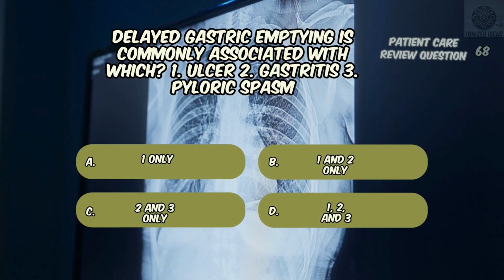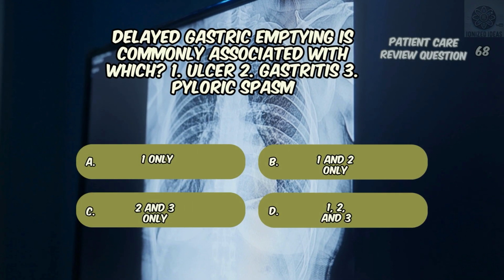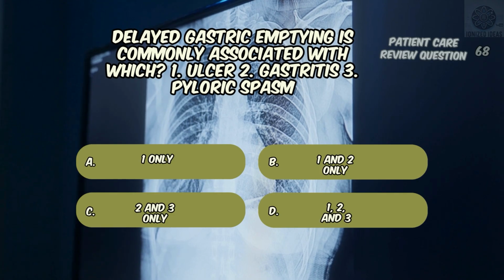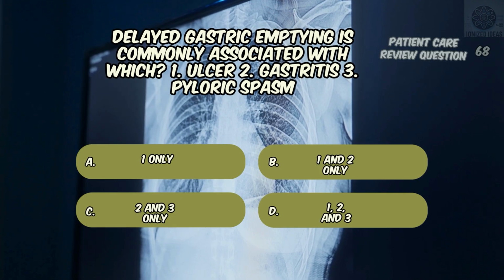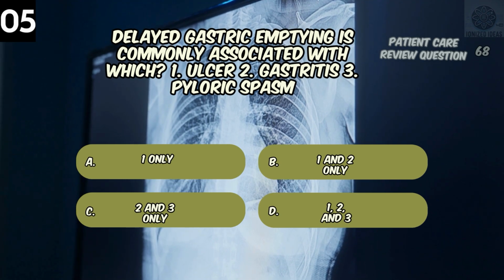Delayed gastric emptying is commonly associated with which? 1. Ulcer, 2. Gastritis, 3. Pyloric spasm. A. 1 only, B. 1 and 2 only, C. 2 and 3 only, D. 1, 2, and 3.